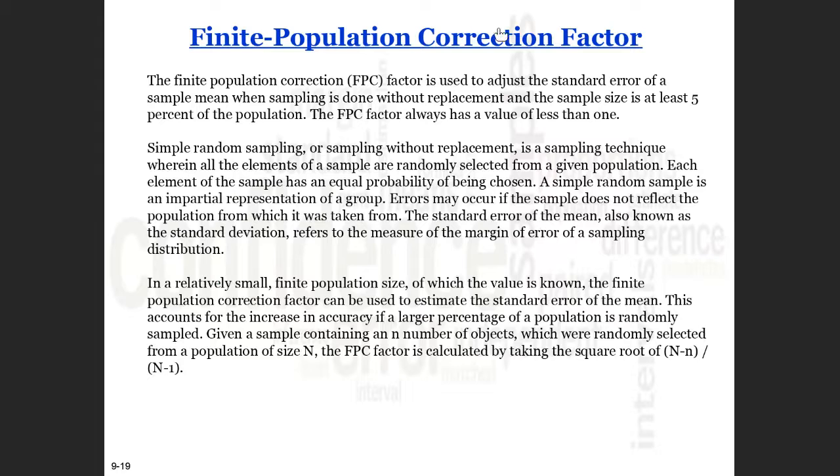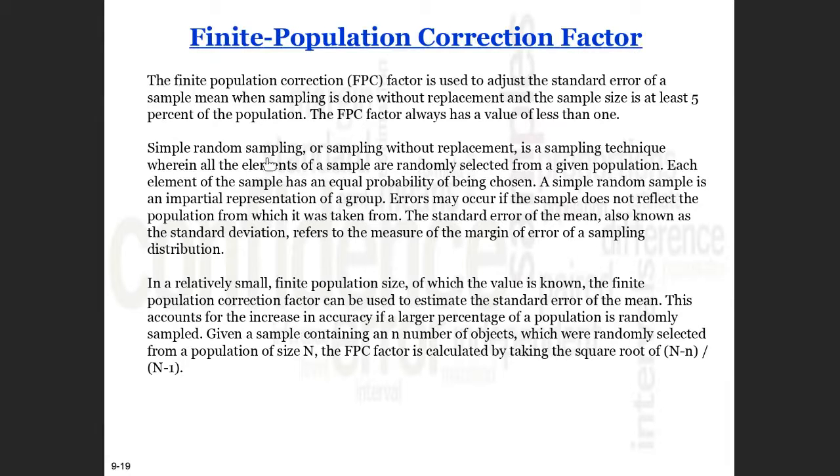Okay, the finite population correction factor. The finite population correction factor, FPC, is used to adjust the standard error. We know what the standard error is. It means how much is left over, and you don't want over 10% of a sample mean when sampling is done without replacement. That means you're not putting back what you're drawing, you're not taking them out from the sample. And the sample size is at least 5% of the population. The FPC factor always has a value of less than 1.